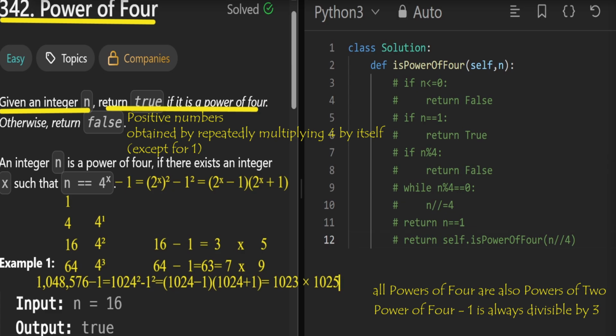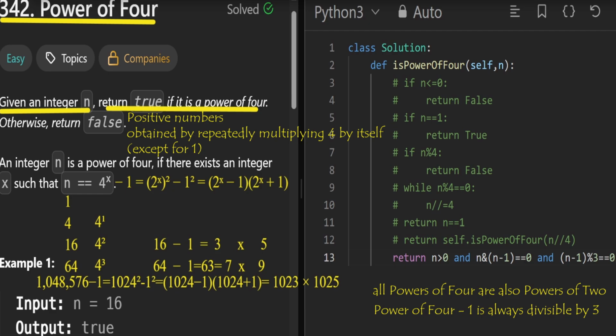Combining these two deductions helps us further distinguish powers of 4 from the rest of the powers of 2. If n is positive, first check that n is a power of 2, meaning n bitwise AND n minus 1 equals 0. And then second, check if n minus 1 is divisible by 3. If so, then n is a power of 4.